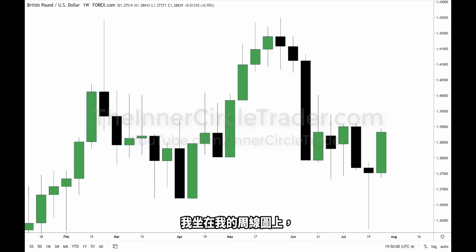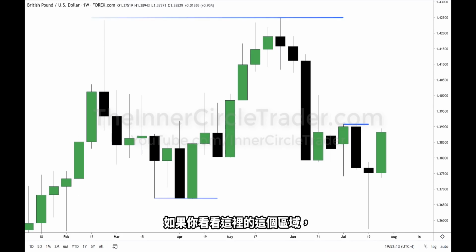And I sit down in my weekly chart and I look for areas that are obvious. Okay, what do I mean by obvious? Years ago I taught that if you find a level that's too clean, and it's this too straight edge, chances are it's probably going to get swept. What do I mean by that?